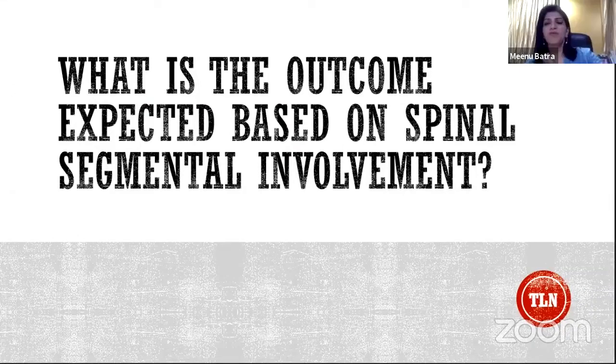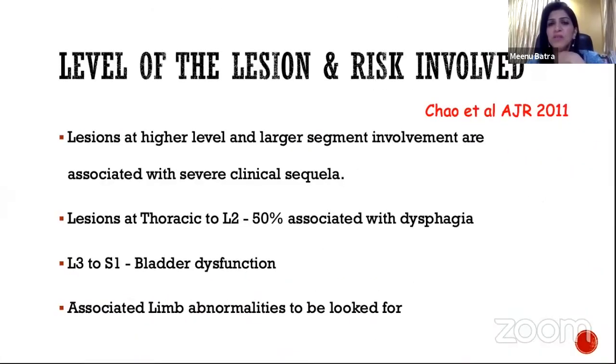Sir, Praveen sir, can you briefly tell us what outcome is usually expected based on the spinal segment involvement? See, basically there are two components. Dr. Suresh has already told us the level of involvement. Not only the level of involvement, the larger the segment, the poorer the clinical sequelae, that is, the more severe the clinical sequelae will be. Now, you can categorize them as follows.